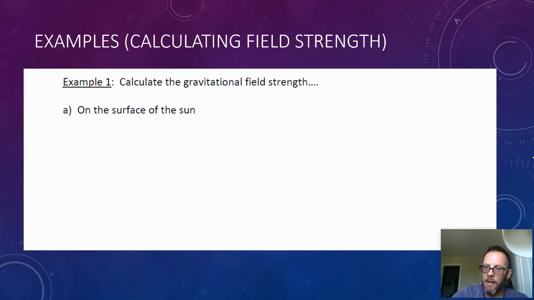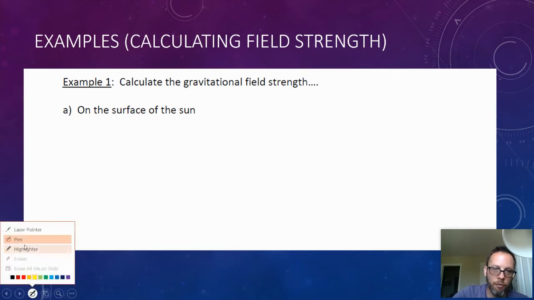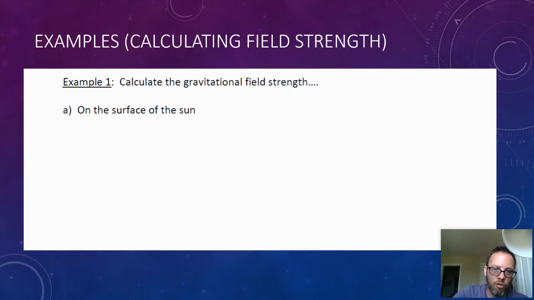So let's actually just get calculating some gravitational field strength. Our formula is for the field strength. We understand the gravitational field direction is always towards the center, so we're using our derived formula. Let's just give that a try.